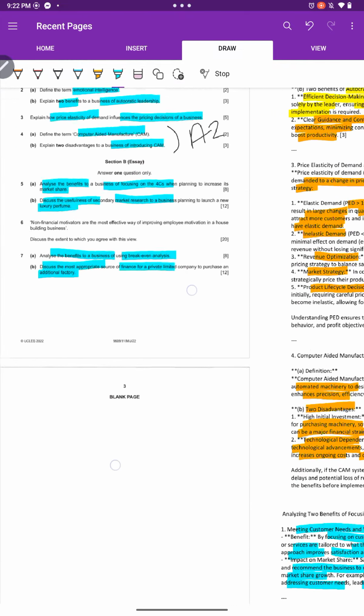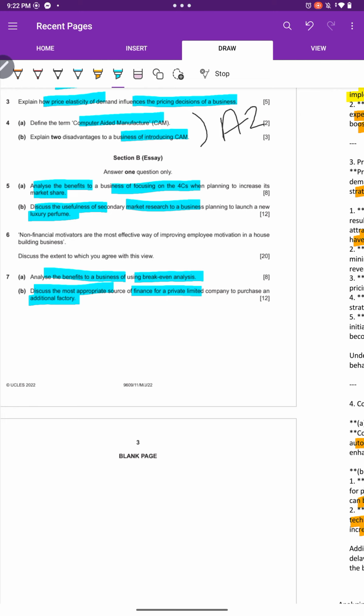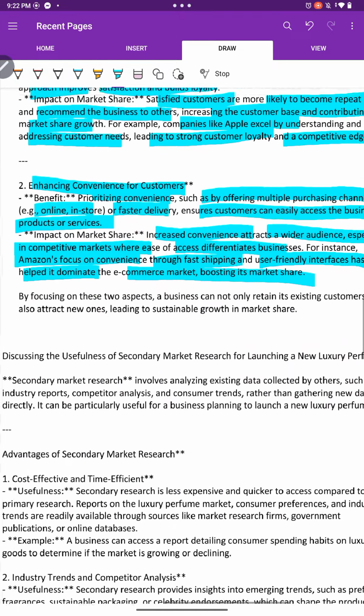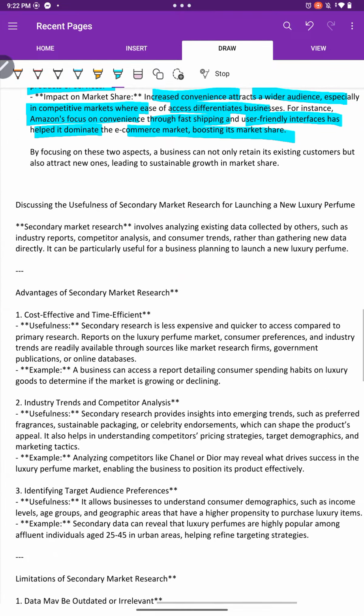Okay, and the next question is, discuss the usefulness of secondary market research to a business planning to launch a new luxury perfume. First of all, you need to write the definition of secondary market research. So what is secondary market research? Secondary market research involves analyzing existing data collected by others, such as industry reports, competitor analysis, and customer trends, rather than gathering new data directly. It can be particularly useful for a business planning to launch a new luxury perfume.